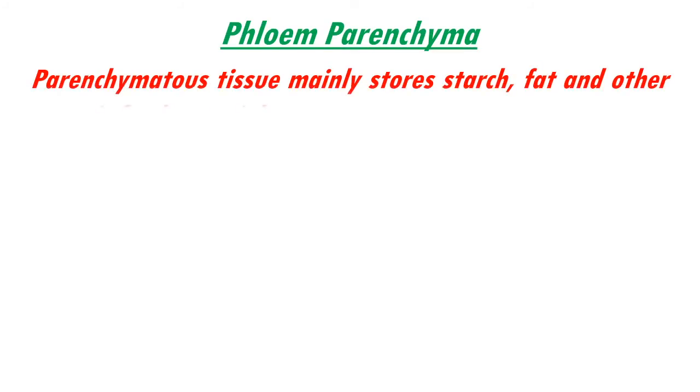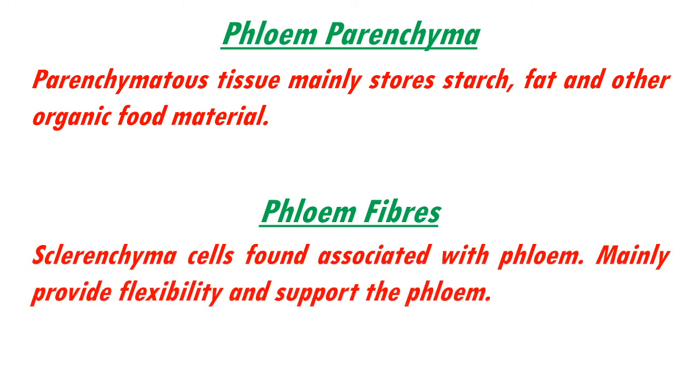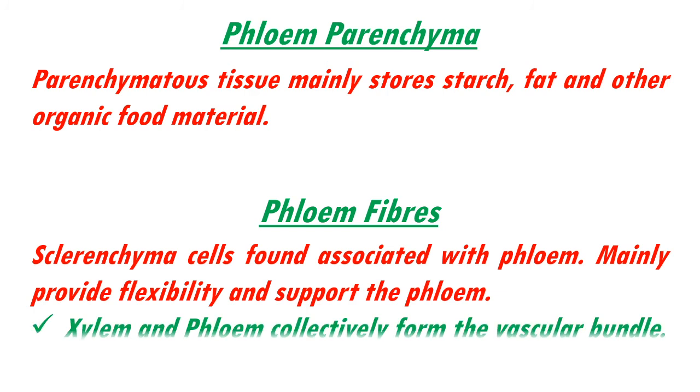Next element is phloem parenchyma. It is made up of parenchymatous tissue. It mainly stores starch, fat, and other organic food materials. Last phloem element is phloem fiber. It has sclerenchymatous cells. They mainly provide flexibility and support to the phloem. Xylem and phloem collectively form the vascular bundle.